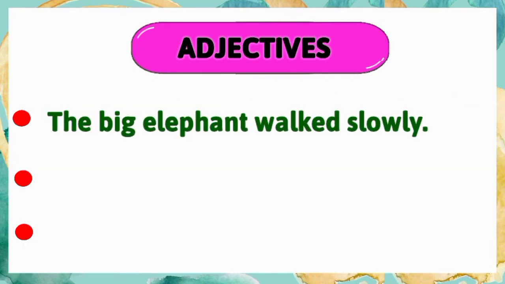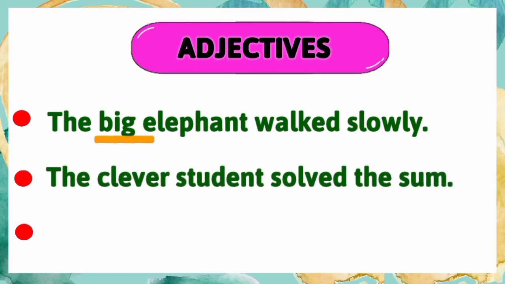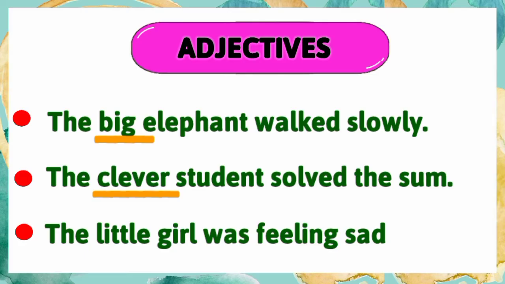Now let's see a few sentences. The big elephant walked slowly. Here the word big has described how the elephant is. The clever student solved the sum. Here the word clever describes how the student is. The little girl was feeling sad. Here the word little describes how the girl is. As we can see in all three sentences, the adjectives have described the nouns.